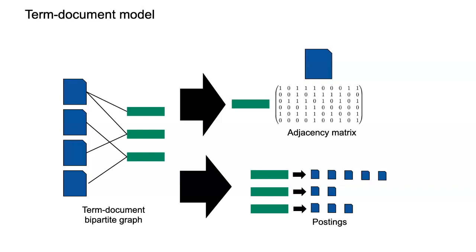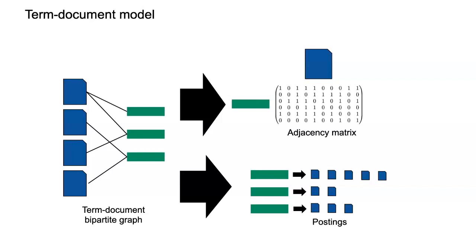Another representation is the adjacency matrix that we saw last week, where every document is a vector. I never remember if I put it on the rows or the columns. I think the terms were on the columns and the documents on the rows. It doesn't really matter. It's just a matter of convention, all right?